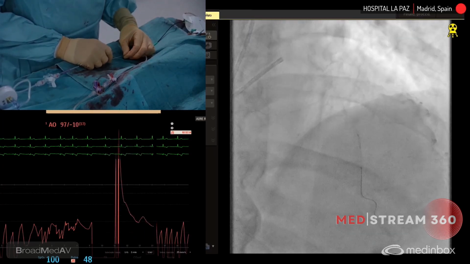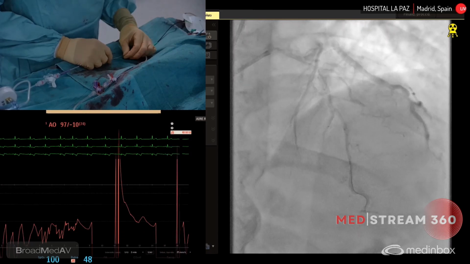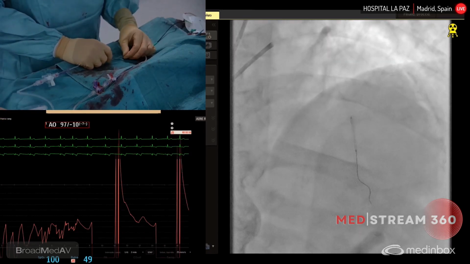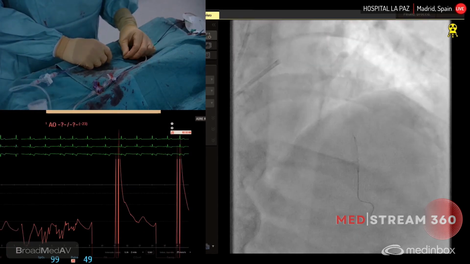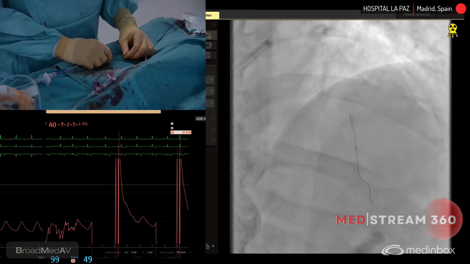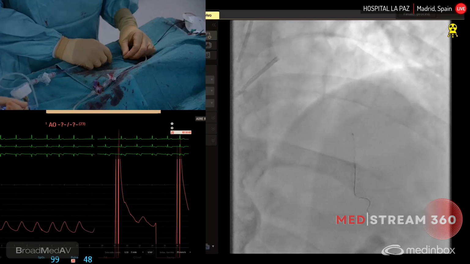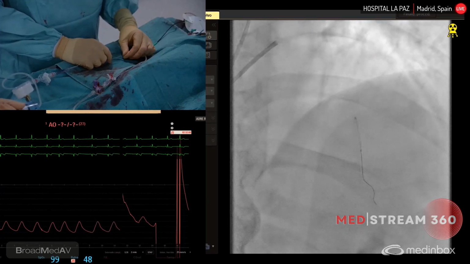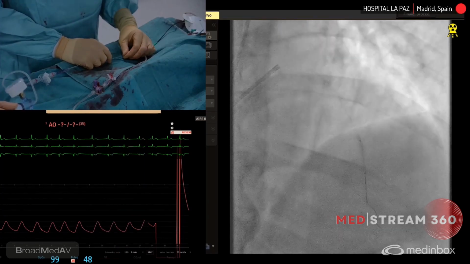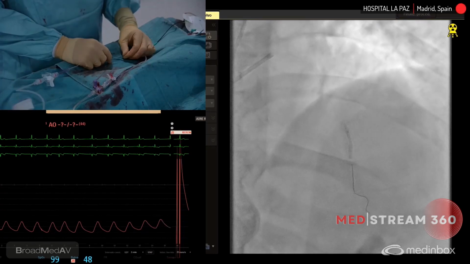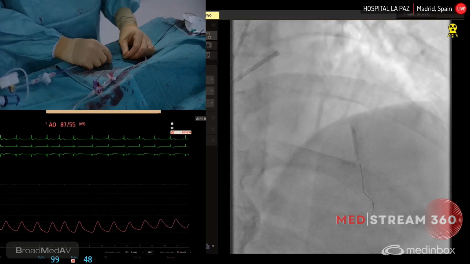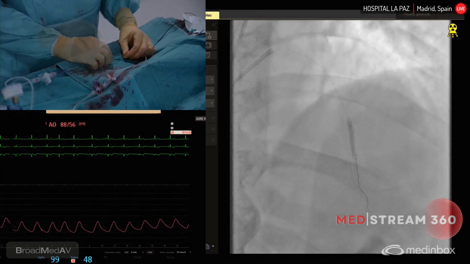Yes, por favor. I think I'm almost there. Okay, ábrelo. Nominal. We are going up to nominal pressure as the vessel is quite diseased.